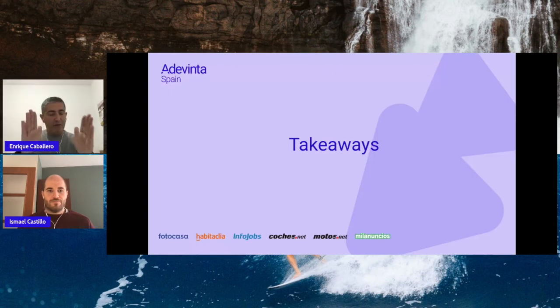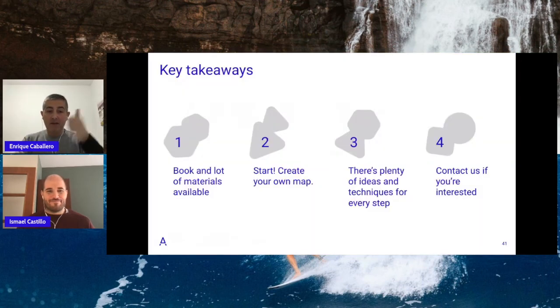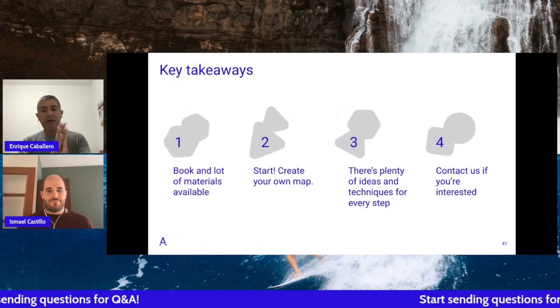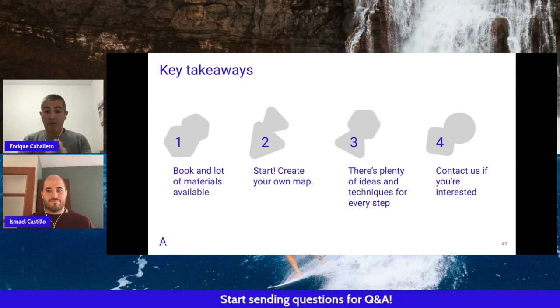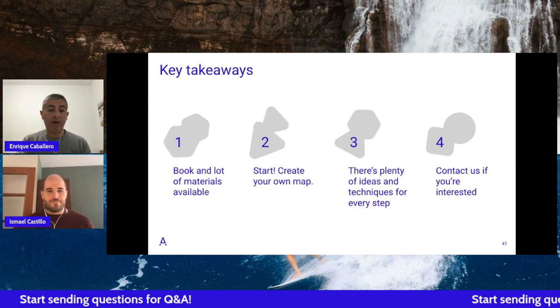Well, a lot of information we know. Here you have the four key takeaways we'd like you to remember. The first one: at www.wardleymapping.com, you can download the book for free, and you can find lots of material for learning.